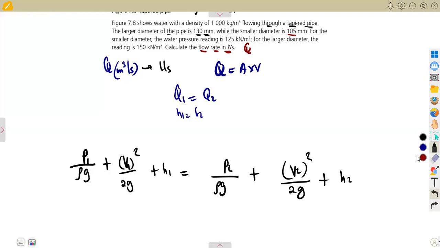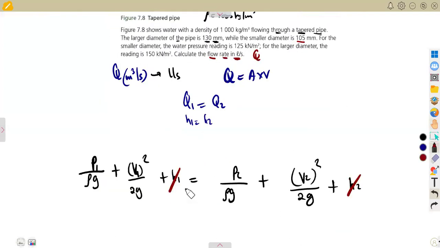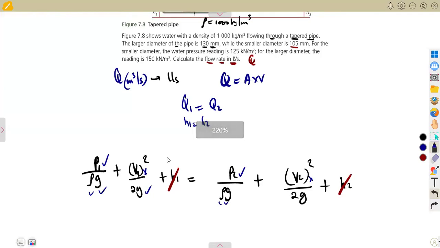So the question is, we understand that H1 and H2 are the same, so they will cancel. Let's consider P1 and P2. We have got P1, everything is there, but we do not have V1. We have got P2, everything is there, but we do not have V2. So it means we have to calculate either V1 or V2.